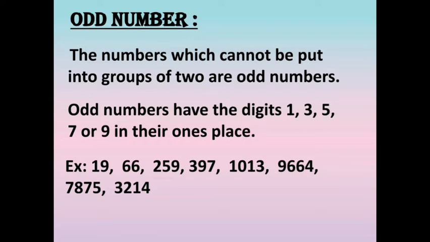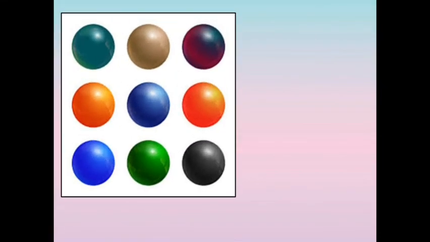So to explain you clearly, we will take an example with balls. Now, how many balls are there? Count them. 1, 2, 3, 4, 5, 6, 7, 8 and 9. So there are 9 balls. Now pair them. Pairing means keeping 2 together. So pair it.